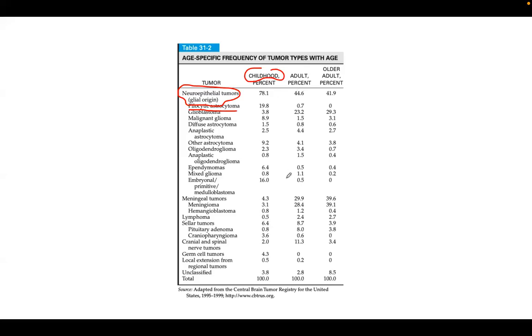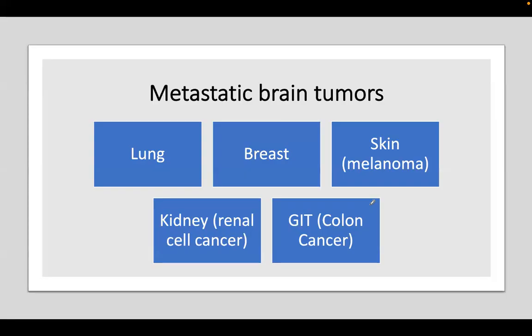In adults, it's more or less split into either a glioblastoma or meningeal tumors. And the most common meningeal tumor you're going to encounter in adults is going to be a meningioma. And as the patient gets older, there's going to be a higher possibility it's going to be a meningioma.